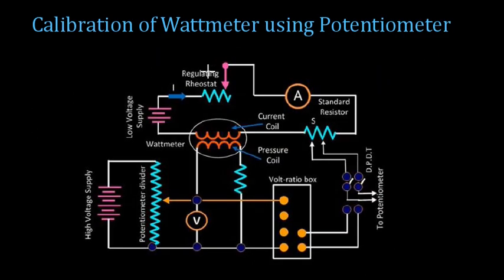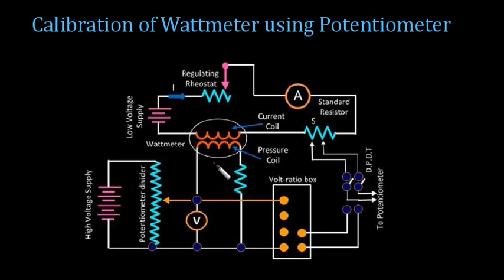Next we will move on to the calibration of wattmeter using potentiometer. Now here you can see that this is a wattmeter that is being used, and here you have the current coil as well as the pressure coil. Now the arrangement is given in such a way that the current coil is being energized from a separate low voltage supply, and the pressure coil is being energized from a high voltage supply or a normal voltage supply.